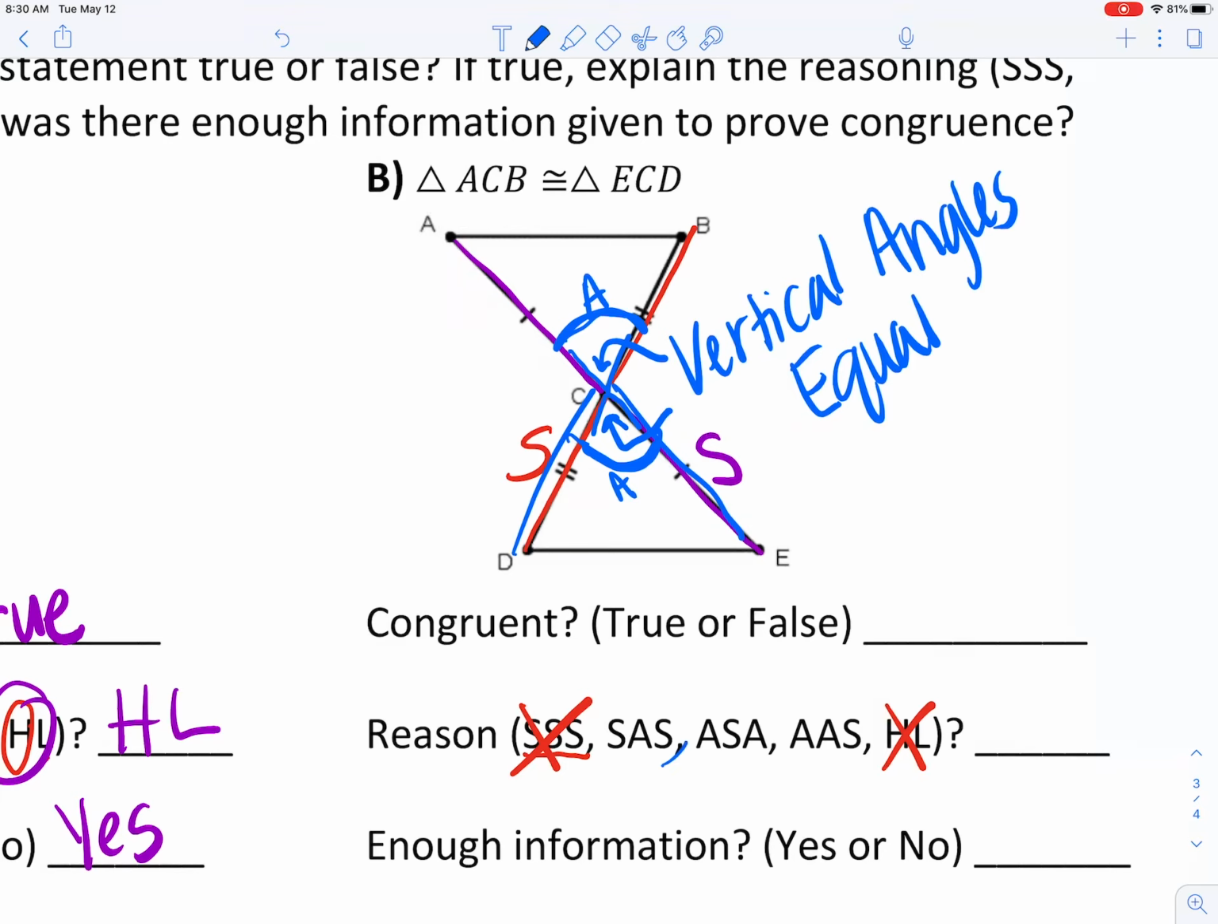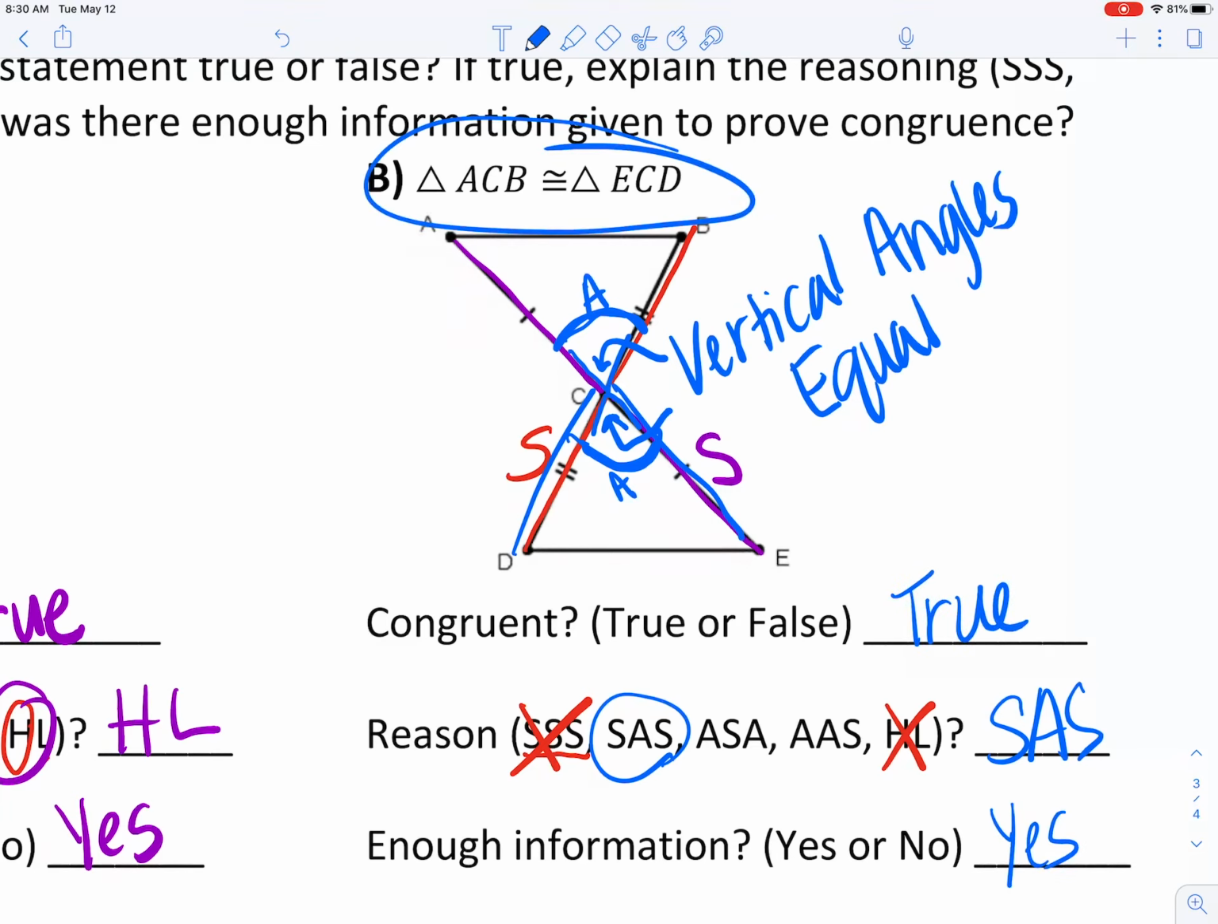So that's an A. So right now we have a side, an angle, and a side. Side, angle, side, yes, that is one of them. Side, angle, side. So yes, there's enough information, and true, this congruent statement is a true statement.